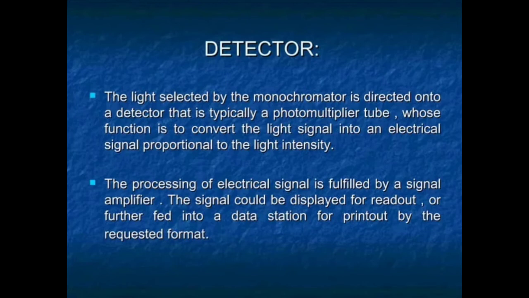Detector. The light selected by the monochromator is directed onto a detector that is typically a photomultiplier tube whose function is to convert the light signal into an electric signal proportional to light intensity. The processing of the electric signal is fulfilled by a signal amplifier. The signal could be displayed for readout or further fed into a data station for printout in the requested format.